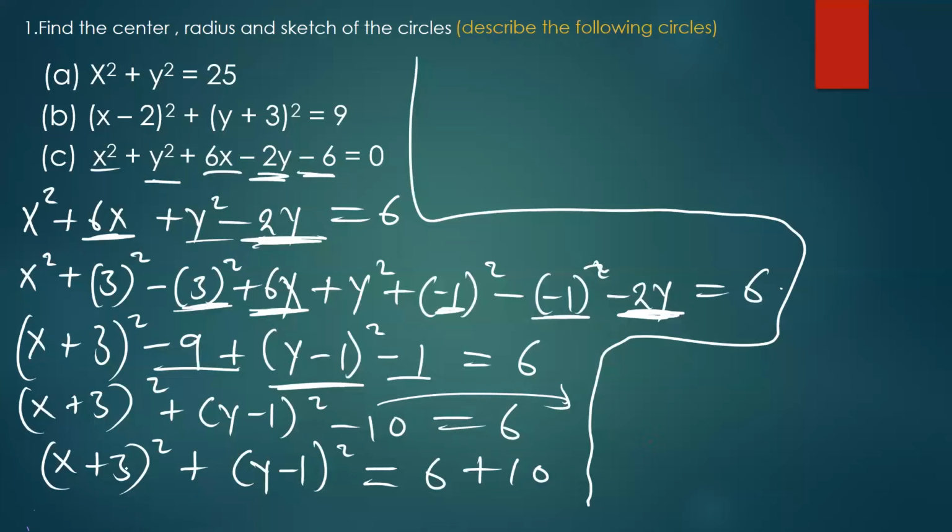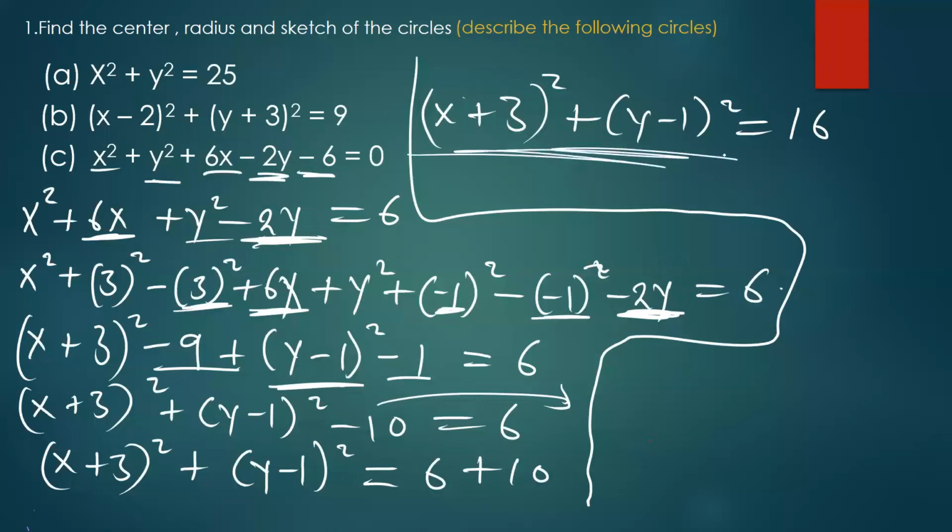So this part is now going to be x plus 3 squared plus y minus 1 squared being equal to 16. We can see that it's now in the format of a circle, which we can describe. All right, so let's quickly join using the same link so that we finish up describing the circle.